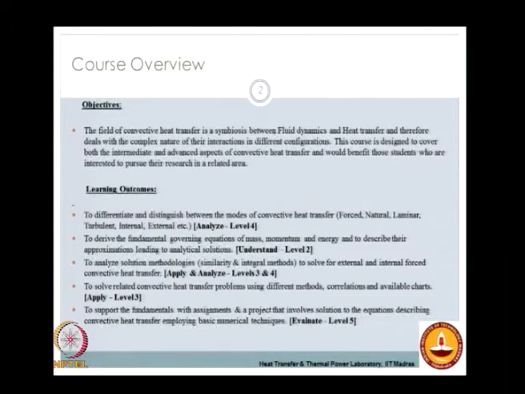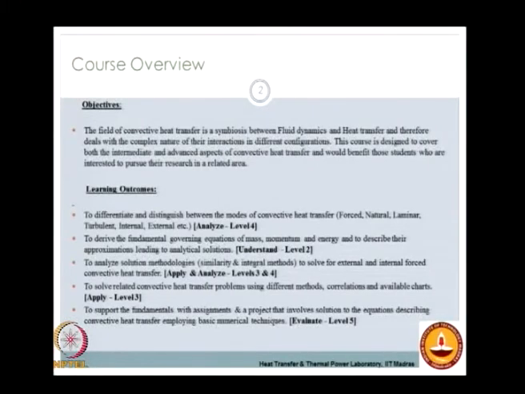This part of differentiation and distinguishing between the different modes of convective heat transfer would be on the level of analyzing. This is on a pretty moderately high level, that is level number 4 on the Bloom's taxonomy. And apart from that, you will be able to derive all the fundamental governing equations of mass, momentum and energy, and also we should be able to describe what approximations are being used when we apply them in the solution to, say, the boundary layer equations, for example.